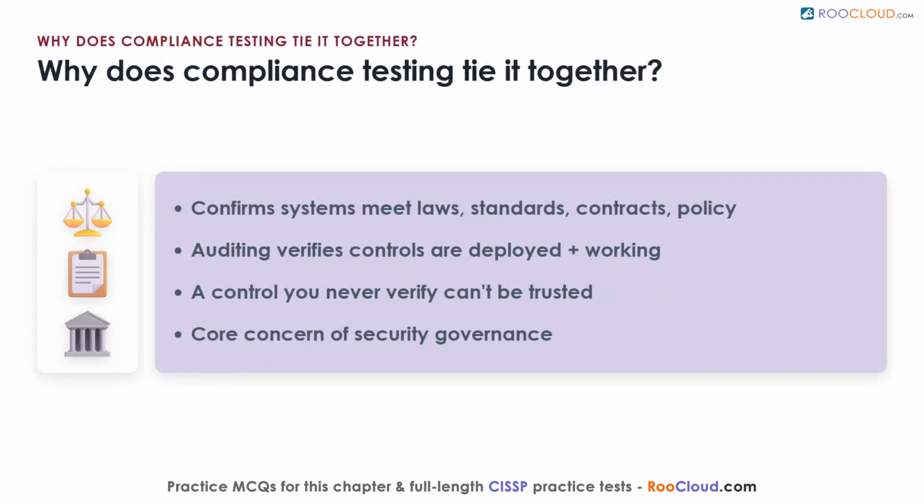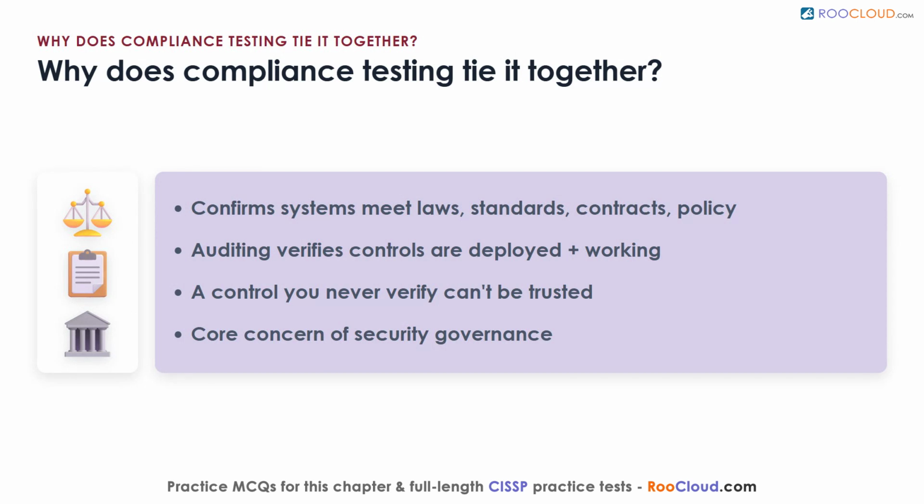Why does compliance testing tie all this together? Because a control you never verify is a control you cannot trust. Compliance testing confirms that your systems actually meet the laws, regulations, standards, contracts, and internal policies you claim to follow. Auditing is how you check it, making sure every required element of your security solution is deployed and working as intended. Picture a fire drill that proves the alarms and exits genuinely function, rather than assuming they will.